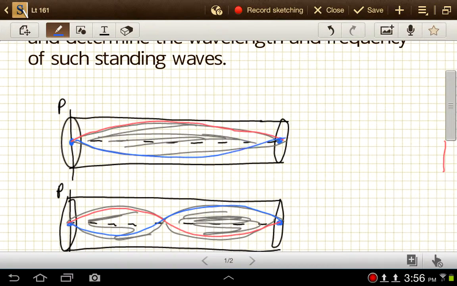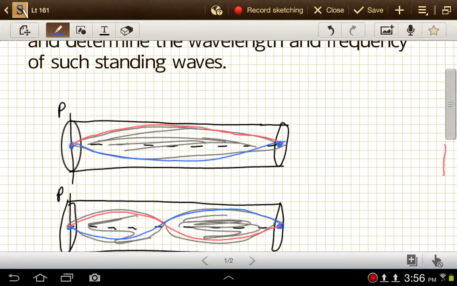And so we have exactly the same conditions at the end. The string had to be held in place at the end. Here the pressure is being held in place at the end, which gives us exactly the same wavelengths and exactly the same frequencies. And so for an open pipe, we can say that the wavelength of the nth harmonic is going to equal 2L over n, just like it was for the string.